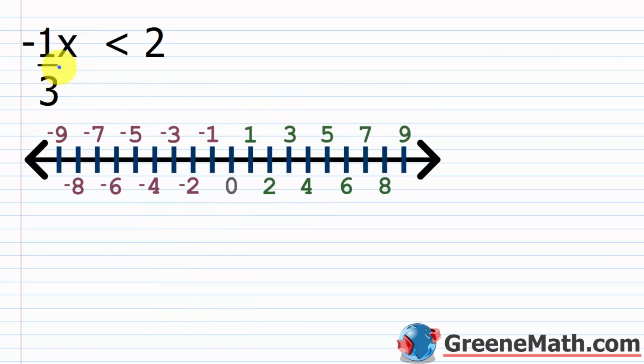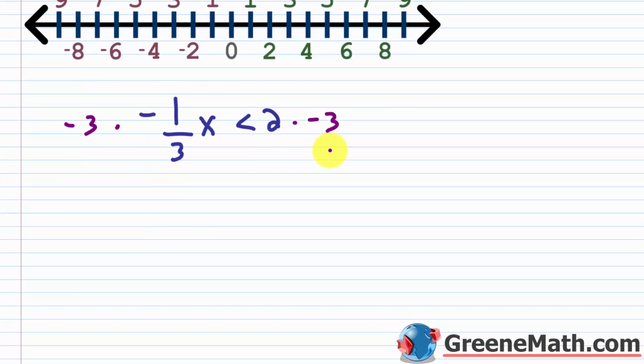So we have negative 1/3 x is less than 2. How can I isolate x? Well, I need to multiply both sides by the reciprocal of negative 1/3. Basically, I need to multiply both sides of the inequality by negative 3. So times negative 3 and times negative 3. Now, I am multiplying both sides by a negative, so I've got to flip the direction of the inequality symbol. Right now it's a less than, it's going to become a greater than.